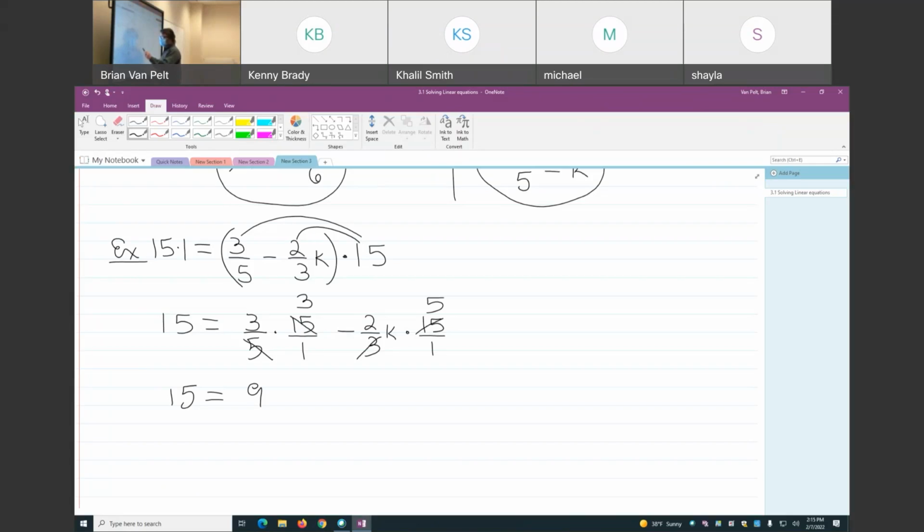Looking at this piece here, the one I'm examining right now. So you're saying all that's left is negative 2k times 5? It's 5. So negative 10k.